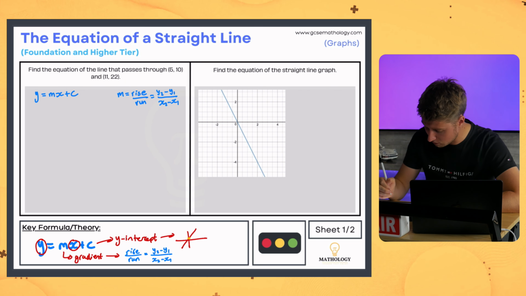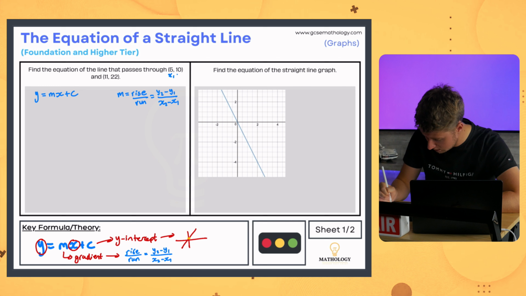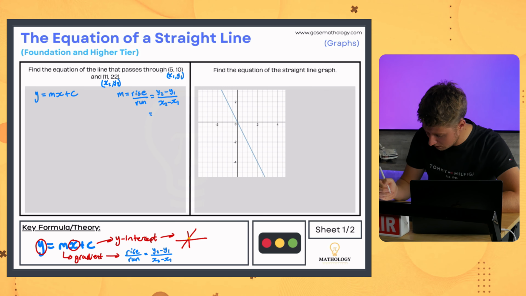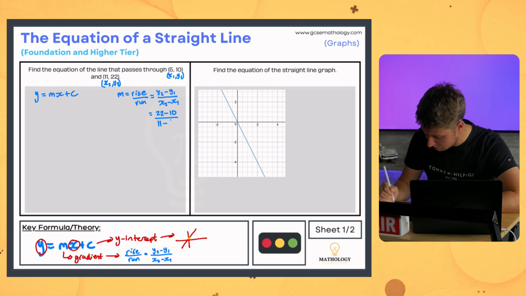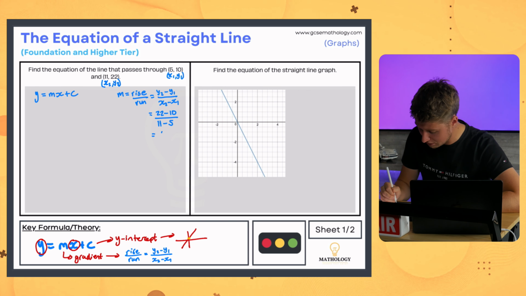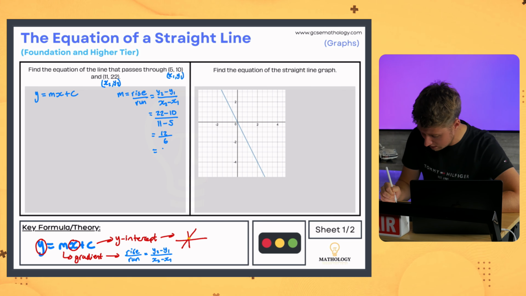I'm going to label my coordinates. If this is the first coordinate, this is x1 and this is y1. And if this is the second coordinate, this is x2 and y2. Putting these into the formula, we've got y2, 22, minus y1, which is 10, over x2, which is 11, subtract 5, which is x1. So 22 minus 10 is 12, and then 11 subtract 5 is 6. 12 over 6 is 2.